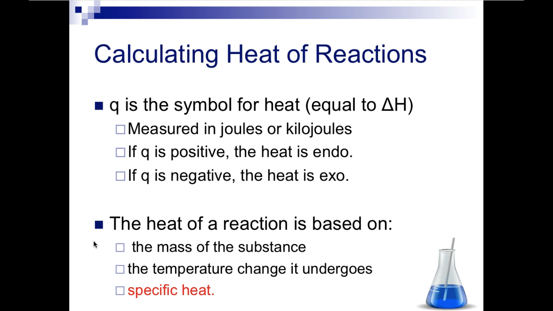If Q is positive, the heat is endothermic, which means it goes into the system. If Q is negative, that means it's exothermic. Heat is going to be released from the system. And we talked about that when we looked at delta H in the last lesson.